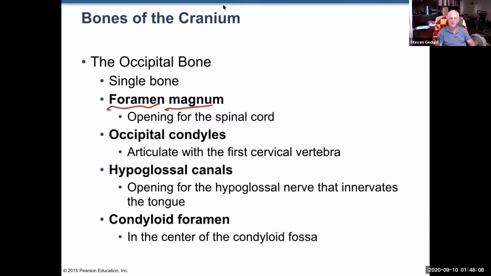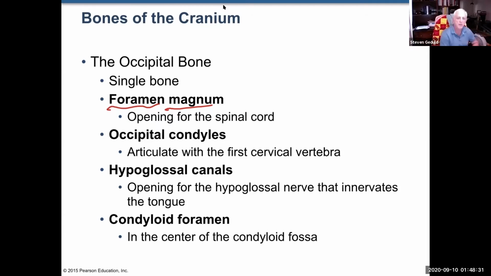The occipital condyles, that's where it articulates with the first cervical vertebrae. It's a condylar articulation. It allows motion. It allows the skull to move and rotate along the vertebral column. Your skull's not locked in place. It has these condyles, which allow it to rotate. You can rotate yes, you rotate no.